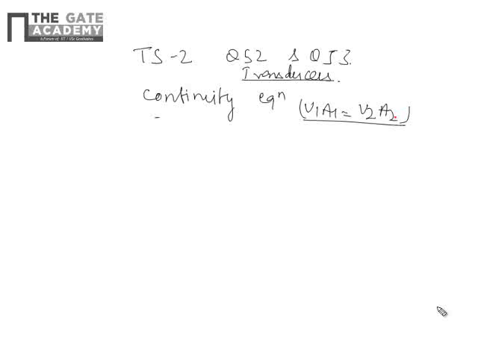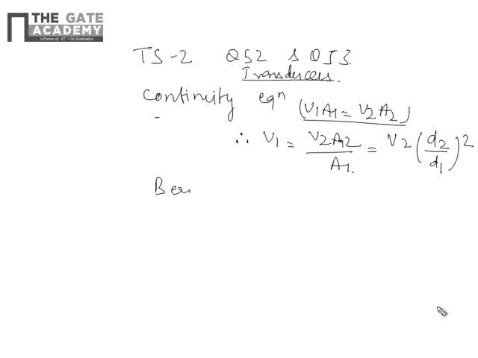Because there are separate areas, the velocity will definitely differ. So if you take out the velocity V1, it becomes V2A2 by A1. A1 and A2 are dimensional parameters, so you can replace them by diameters also. So I am replacing it by d2 by d1 square. So now we have V1 in terms of diameters, that is d2 and d1. So applying Bernoulli's equation, now we have Bernoulli's equation.